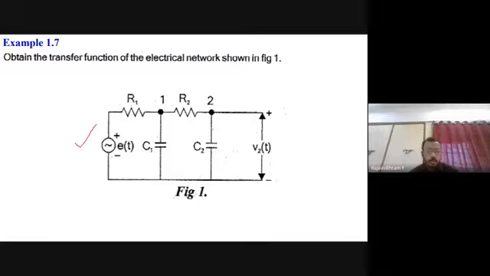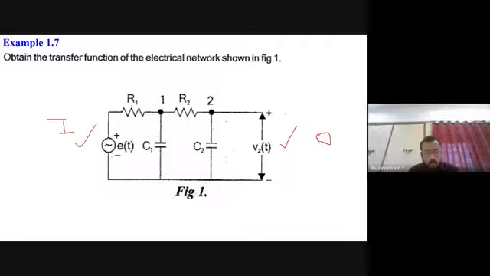E of t is your input, and it consists of two resistances R1 and R2, and two capacitances C1 and C2, and your output is V2 of t. So this is your input side, and this is your output side. Now, what is the question? Obtain the transfer function of the electrical network, that is output by input: V2 of t divided by the input E of t. The output is the voltage across the capacitor.